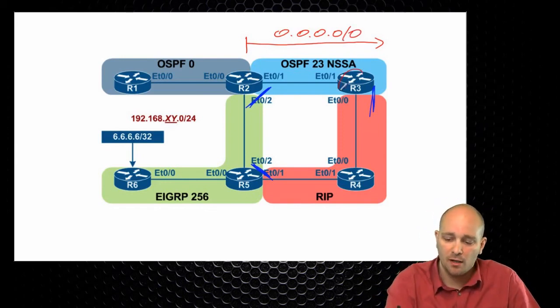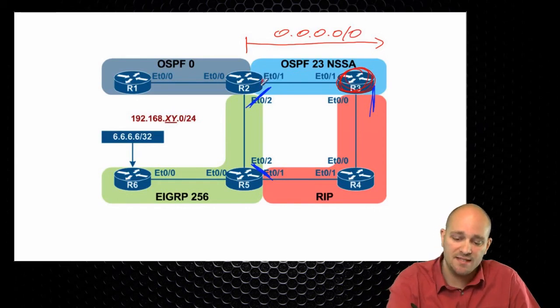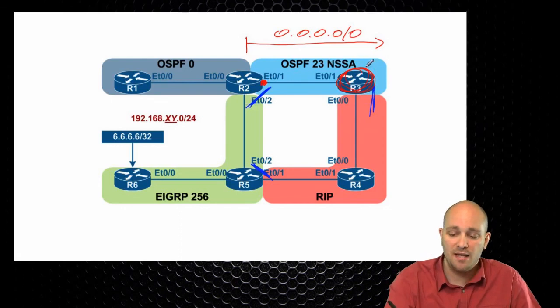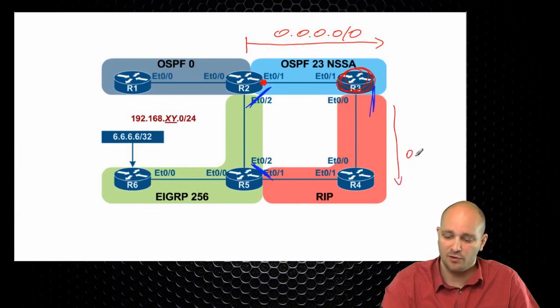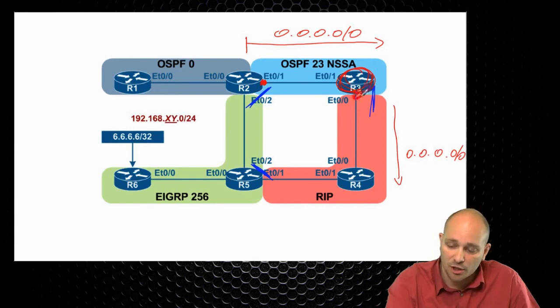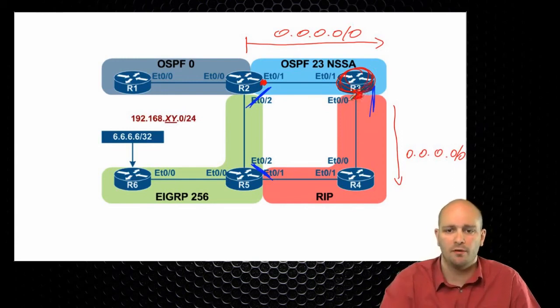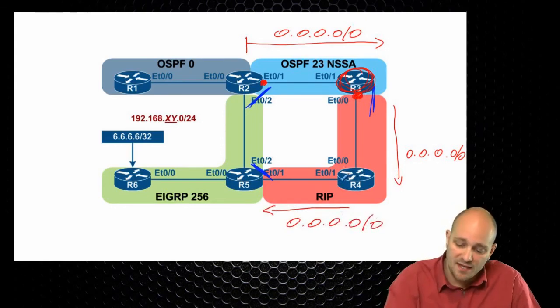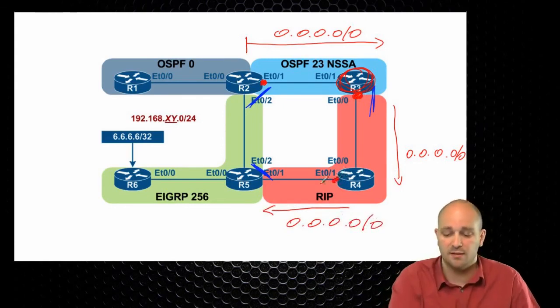Now R3 learns this default route, and this here is the next hop for this default route. R3 is configured to redistribute from OSPF into RIP. So this default route now gets advertised to R4, and this here is the next hop for that route. R4 here advertises this route to R5, and this is the next hop for that default route.